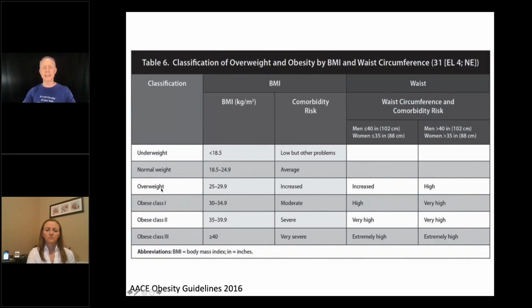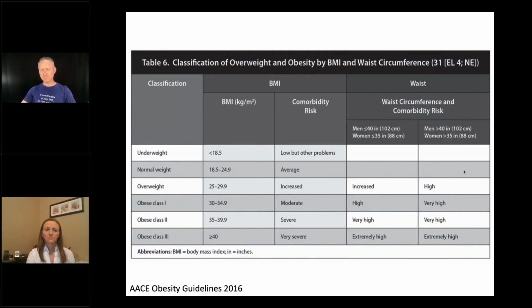So she's technically classified as overweight, and her comorbidity risk is considered to be increased. Now, if we look at her 38 waist circumference, you have to look at the gender here because it's going to be different for men versus women. She falls over in this column, so she's overweight. She's got a high risk for comorbidities. Okay, and that just tries to give you a snapshot.